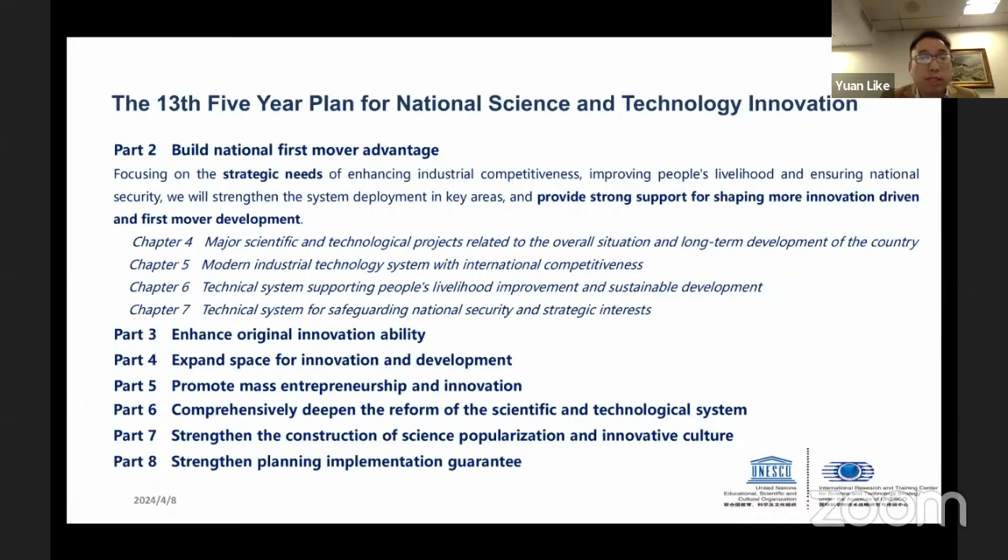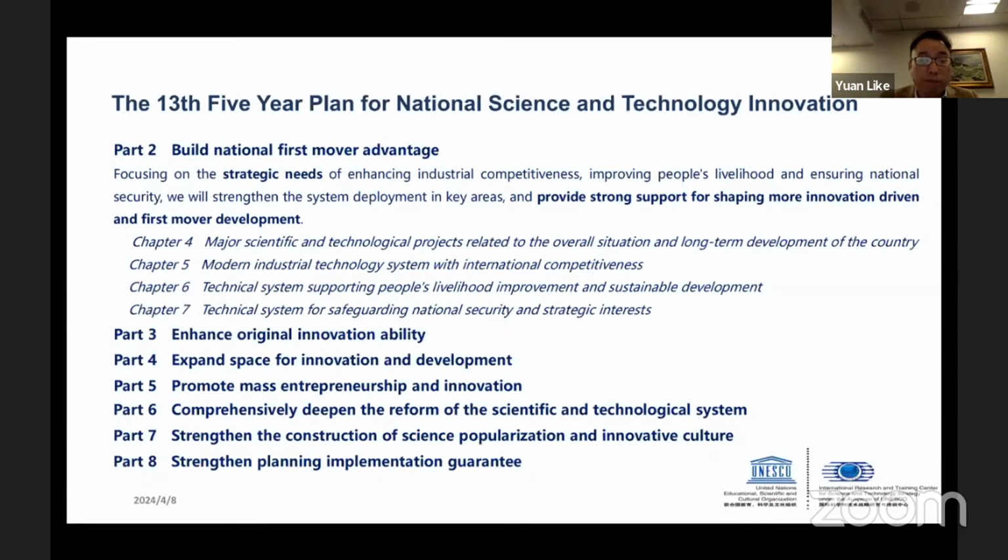Part 3, enhance original innovation ability. It focuses on basic research. Part 4, expand the space for innovation and development. It pays more attention to regional development and regional innovation development.